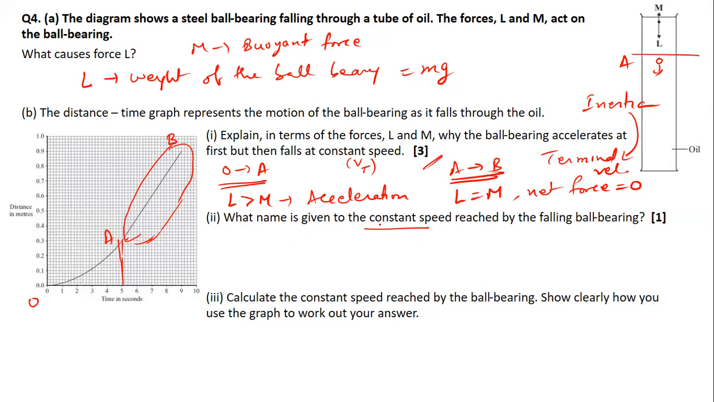What name is given to the constant speed reached by the falling ball bearing, which we have already mentioned here? It's better to mention it here. This is nothing but terminal velocity. Then calculate the constant speed reached by the ball bearing. Show clearly how you use the graph to work out your answer. This will be a 2-mark question. So how do you do that? What is the terminal velocity from the graph?